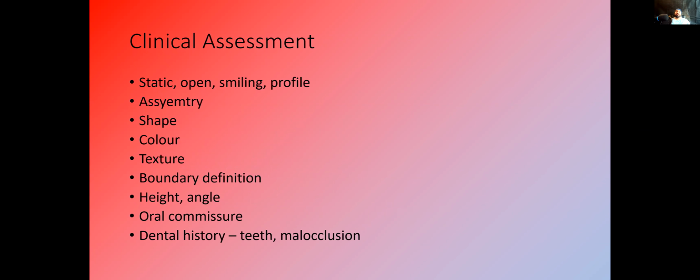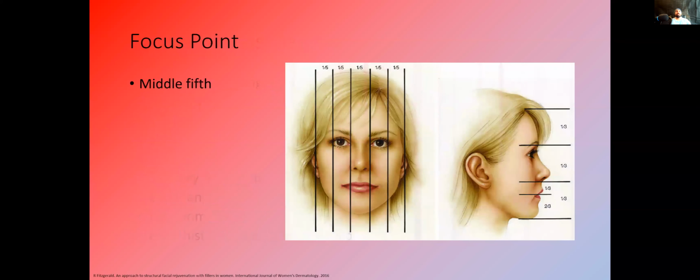So what do you do when it comes to clinical assessment of the patient? So you want to assess them static, you want to assess them in a dynamic state, so smiling, pursing their lips, blowing their cheeks, assess them from the profile to see, you know, ideally the top lip is protruding ever so slightly, assessing for symmetry, shape, color, texture, etc. And not forgetting the dental history, okay? Because if they've got 2 or 3 loss of teeth on one side, there's going to be an element of submalar hollowing over here. So don't automatically think, or the patient may think, that by adding more volume in the lips is going to improve that problem, okay? So dentition is very important too.